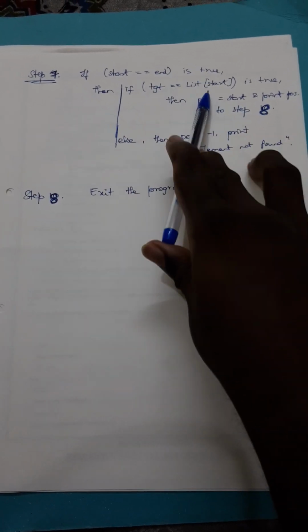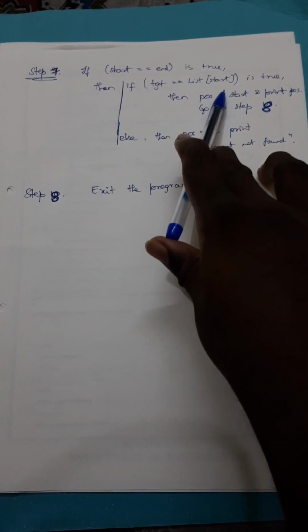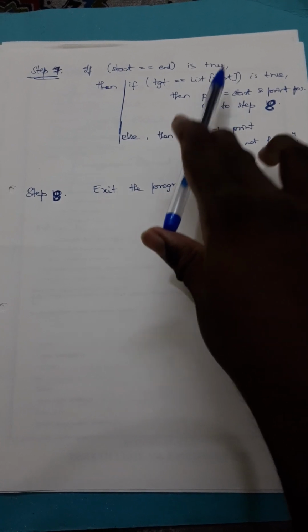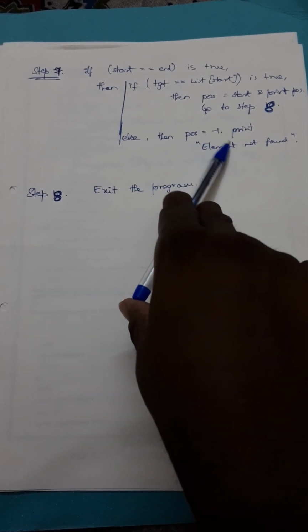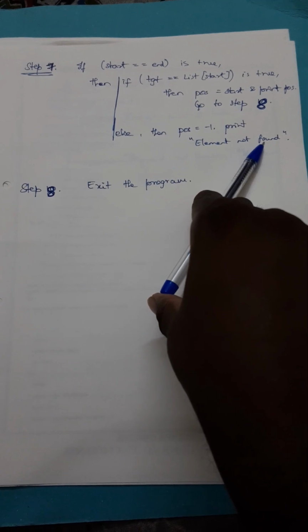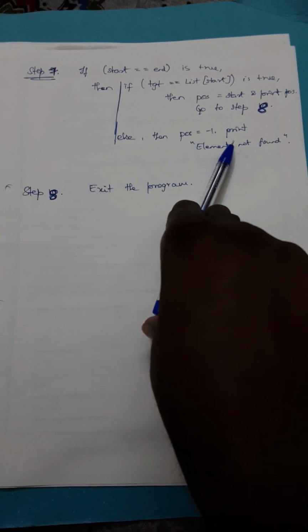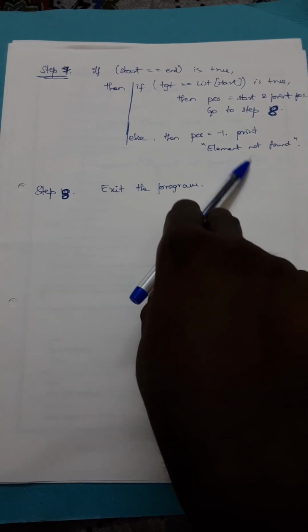Else, that is, if the target is not equal to that last value that we have gotten, then the position would be -1. That is, the element has not been found. That is, the element does not exist in the list given. So this is the algorithm.